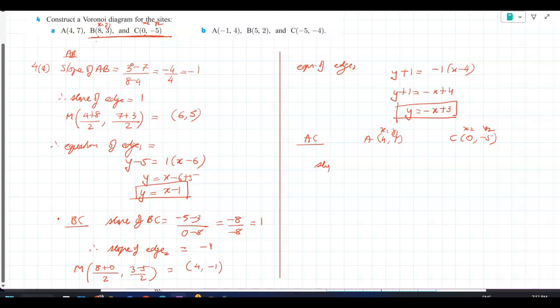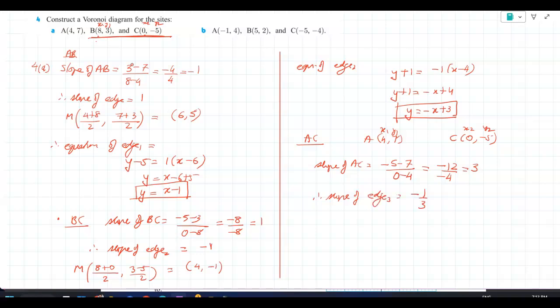No, minus 5 minus 7. y2 minus y1 upon 0 minus 4. So that's minus 12 upon minus 4, which is 3. Therefore, what is the slope of the perpendicular bisector? Minus 1 over 3, the negative reciprocal. Correct?